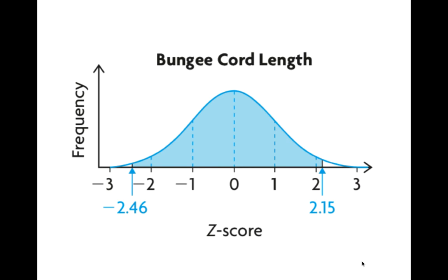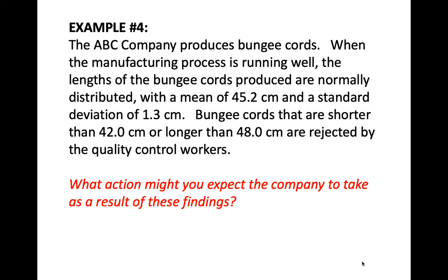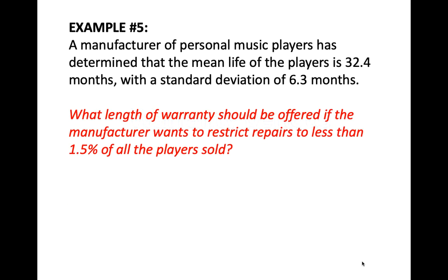And then we have some more diagrams of it. This is just another picture of the calculator version. And then we're on to one of our last questions, the warranty periods. A manufacturer of personal music players has determined that the mean life of the players is 32.4 months with a standard deviation of 6.3. What length of warranty should be offered if the manufacturer wants to restrict repairs to less than 1.5% of all the players sold?